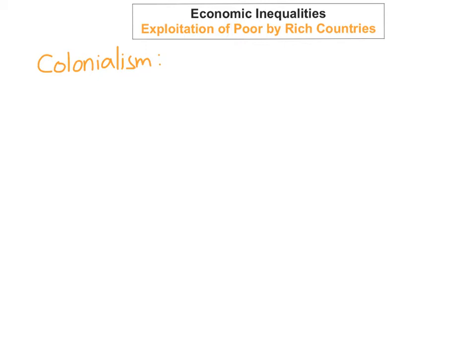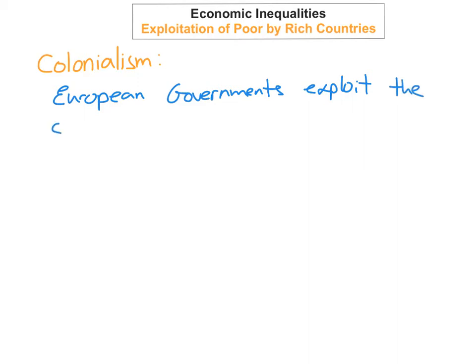European governments exploit the colonies' resources. Why do they exploit the colonies' resources? Because they can help themselves and make themselves richer, and make a lot of profits off this.